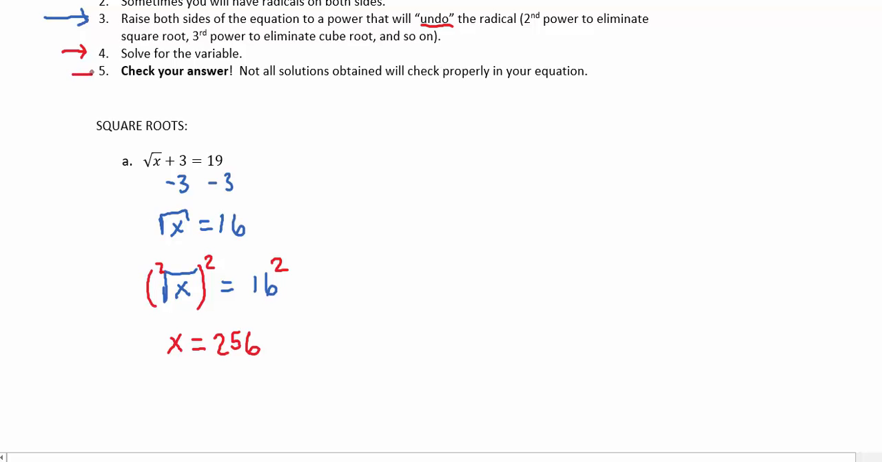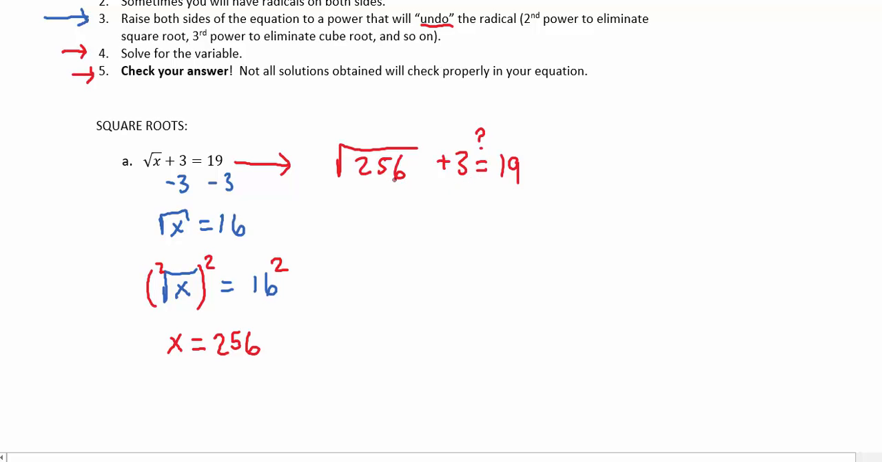Step 5 is a word of caution that you should check your answers, because sometimes even though you've done all the steps correctly, the solutions will not check, meaning they're not actually valid solutions. Let me check my solution. My answer is 256, so I'm going to take the original equation and replace x with 256 and see if I get a true statement.